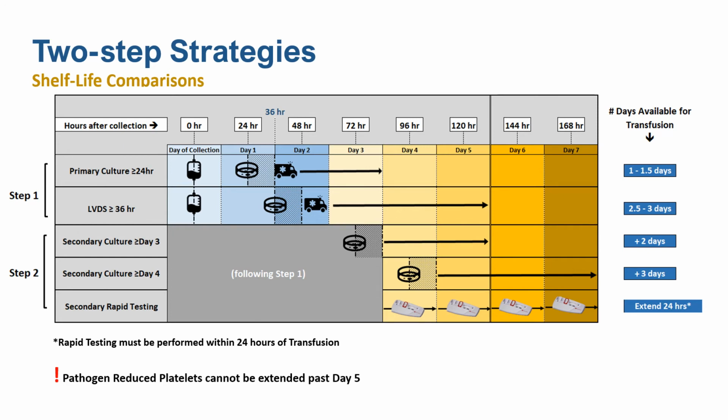For step 2, either a secondary culture or rapid testing can be performed for either of the step 1 products. If you are using daily rapid testing, it must be performed within 24 hours of transfusion up to 7 days. It is important to note that a transfusion service, even if currently exempt, but is now implementing extension to day 6 or 7, are no longer exempt and must register with the FDA.